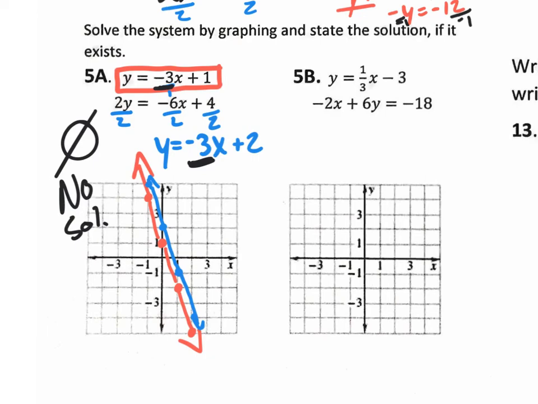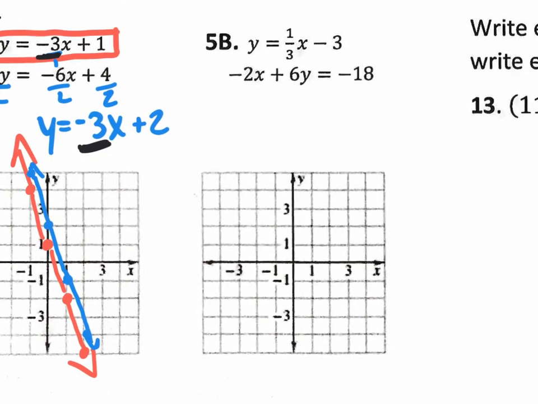Let's look at 5b. The top equation, I'm going to go in red. It is ready to graph, 5b. Where does it cross the y-axis? Negative 3. Okay, so let's put the dot at negative 3. From that point, what do I do? Up 1, right 3. Thank you very much. So if I go up 1, right 3, I'll end up right here.